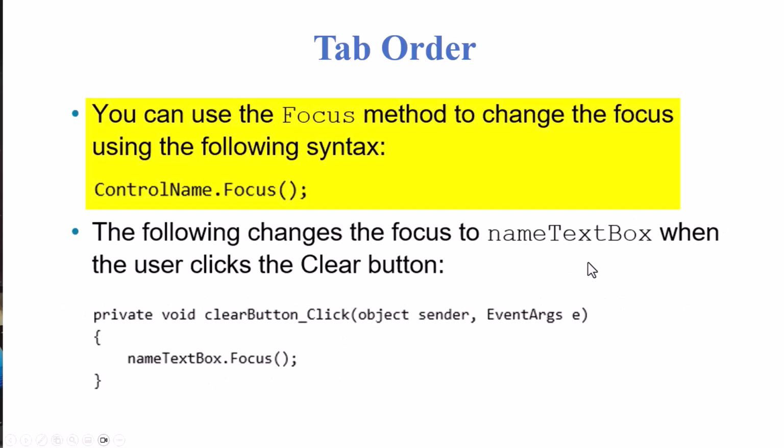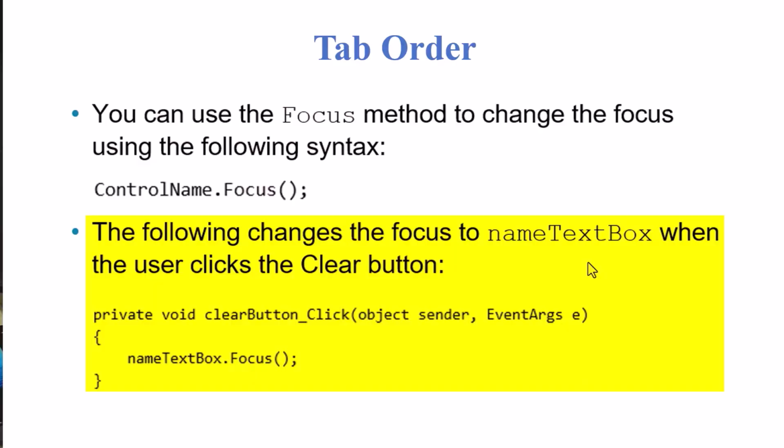You can use the Focus method to change the focus using the following syntax. ControlName.Focus. This positions the cursor at the control you desire. The following changes the focus to the name text box when the user clicks the clear button. We have a private void clearButton_Click event, and we have nameTextBox.Focus. That will position the cursor to the name text box for the user.